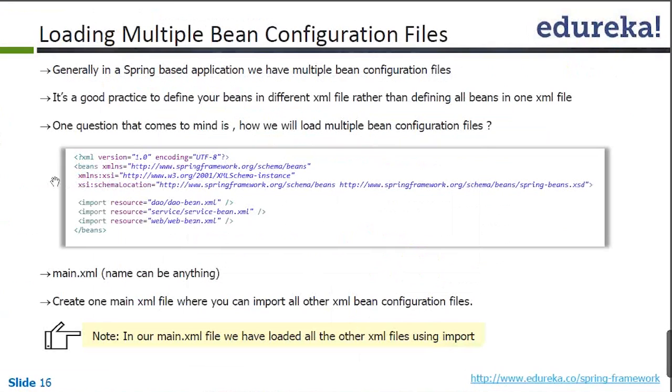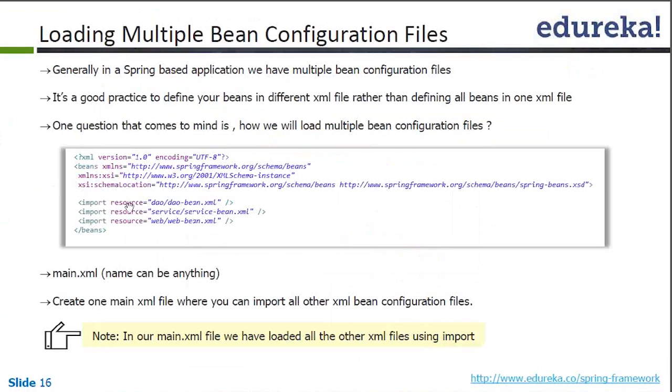Loading multiple bean configuration files. Generally, in a Spring-based application, we have multiple bean configuration files. It's a good practice to define your beans in different XML files rather than defining all beans in one XML file. One question that comes to mind is how we will load multiple bean configuration files. So we will write a parent, that is main.xml, and we will import all the other XML files by using an import tag as shown here.